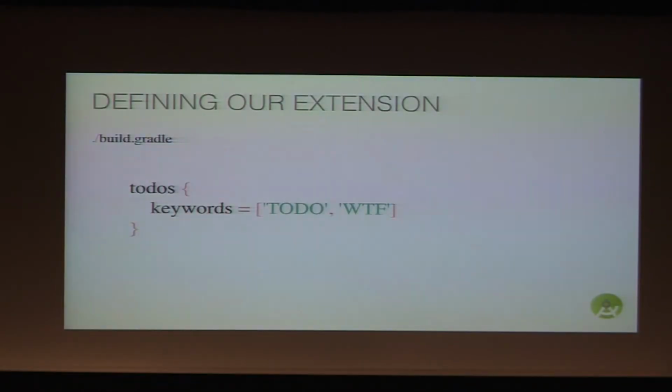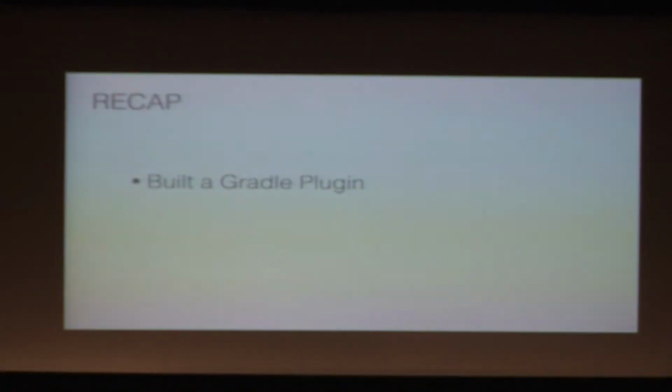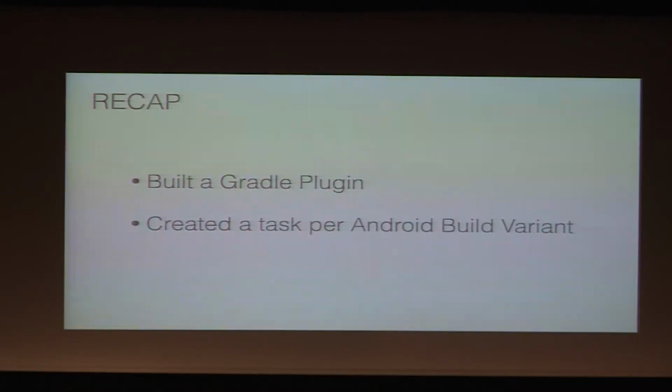Back in our Android app, we can now define it, and when we run it, we can have different comments with different keywords. So, to recap this part, we built a Gradle plugin, awesome. We created a task for Android build variants, which is important in Android because we can have different source sets for every variant. And we used an extension to add parameters to this Gradle plugin.